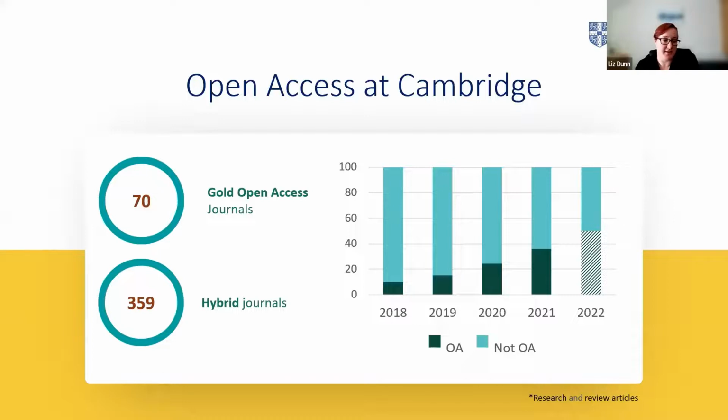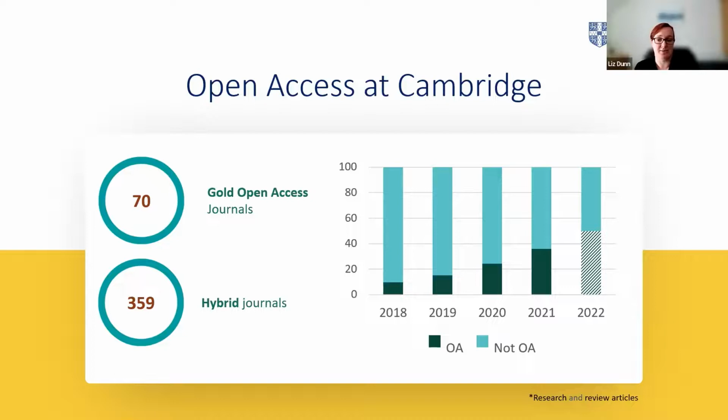At Cambridge University Press, we now have 70 fully gold or diamond open access journals, along with 359 hybrid journals, which allow open access article publishing on an individual article basis within a subscription model. There are very few journals in our portfolio now that don't allow open access publishing in some form. We're also encouraging our hybrid journals to apply for transformative journal status as a route to compliance with Plan S. And we now have over 200 journals with such status.